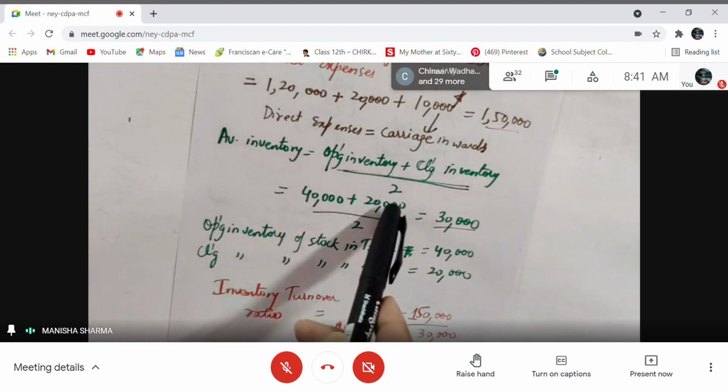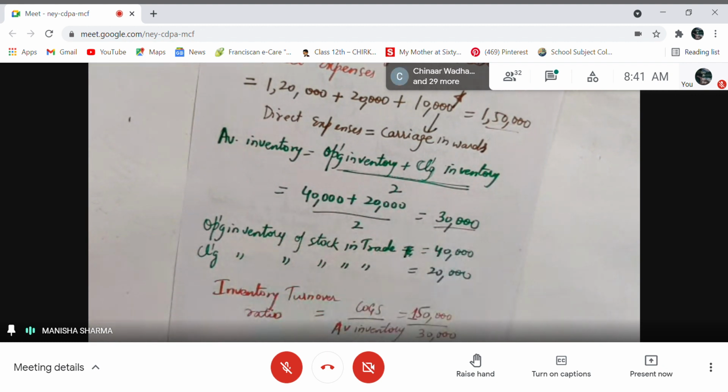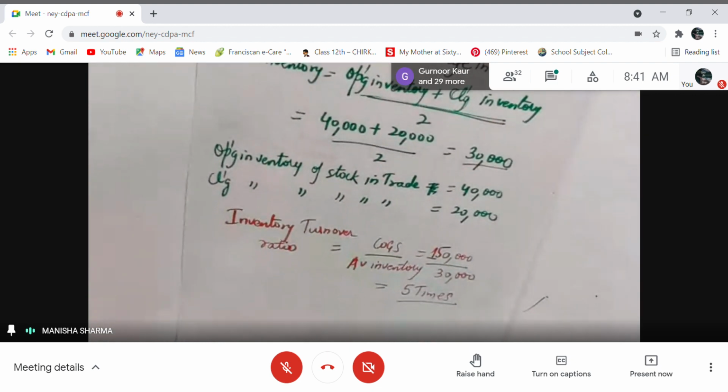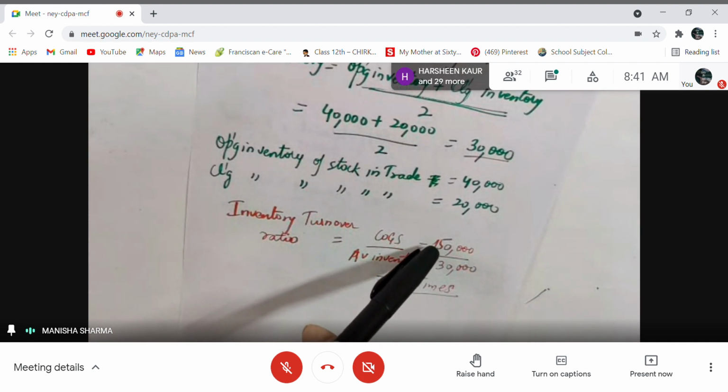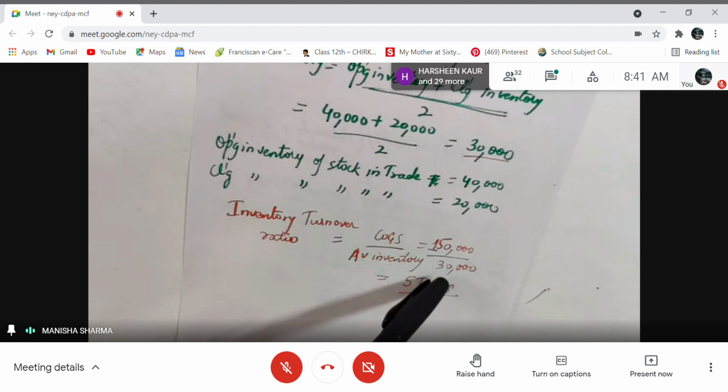So 40 plus 20 divided by 2, average inventory will come out to be 30,000, right? This I've already told you. So inventory turnover ratio is COGS divided by average inventory. COGS we calculated came out to be 1,50,000, divided by 30,000 is 5 times, right?